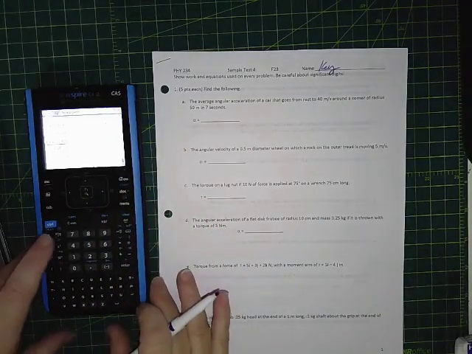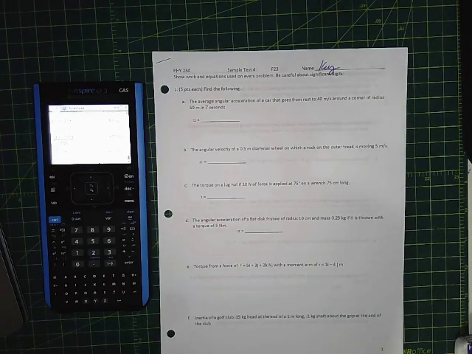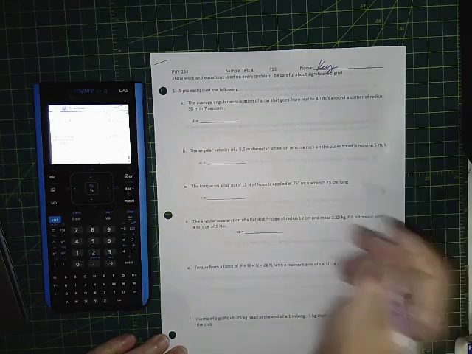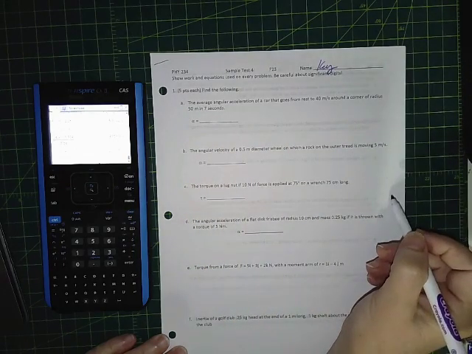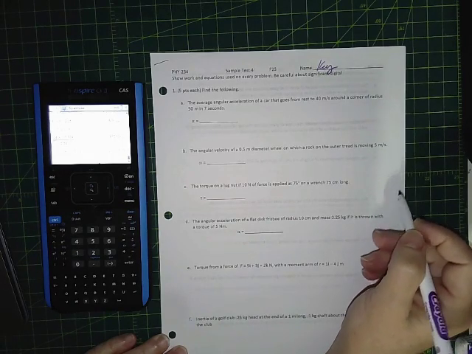Alright, here we go for sample test 4 for physics 234. We're looking to find each of the following. Average angular acceleration for a car that goes from rest to 40 meters per second around a corner of radius 50 meters in 7 seconds.